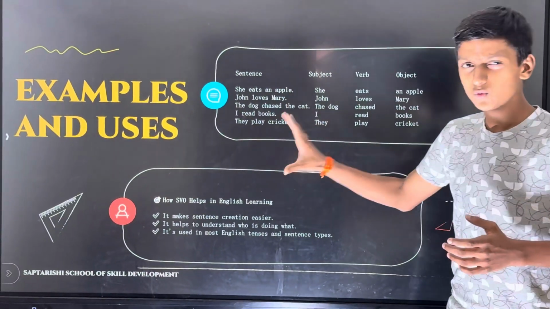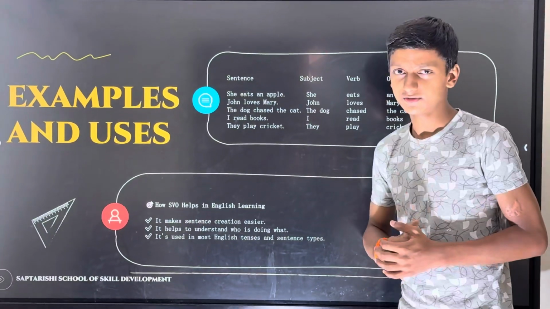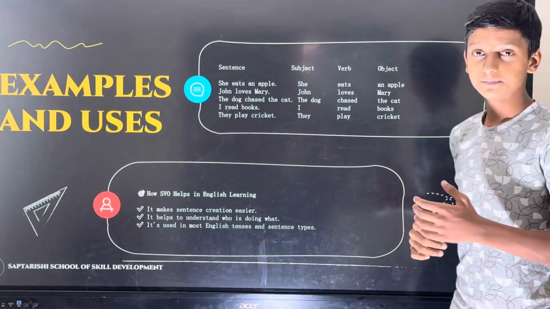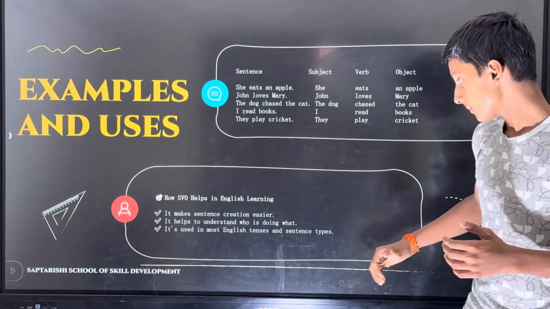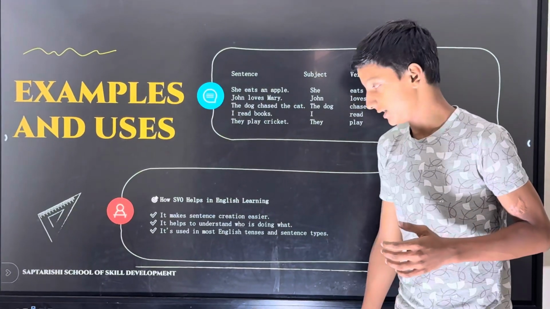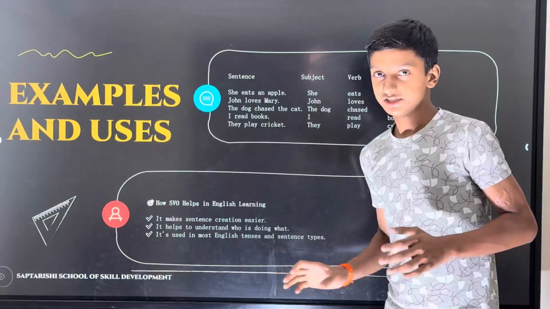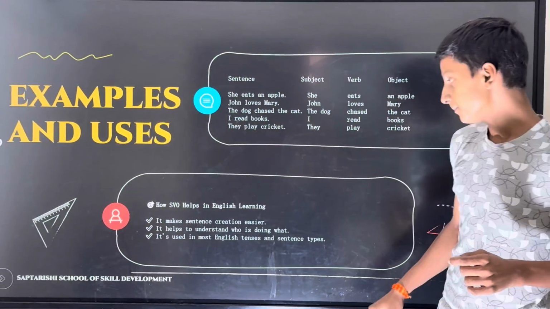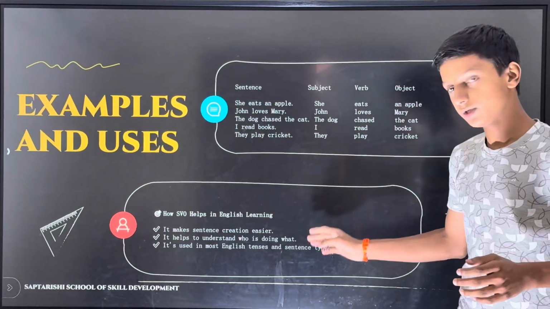So this is the most basic structure we use in our day-to-day life while speaking English. You might not know you are speaking in this form. How does SVO help in English learning? It makes sentence creation easier, so you can easily create any sentence if you remember this structure. It helps to understand who is doing what.